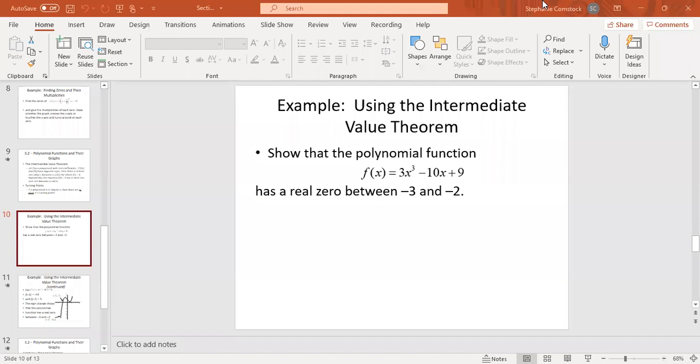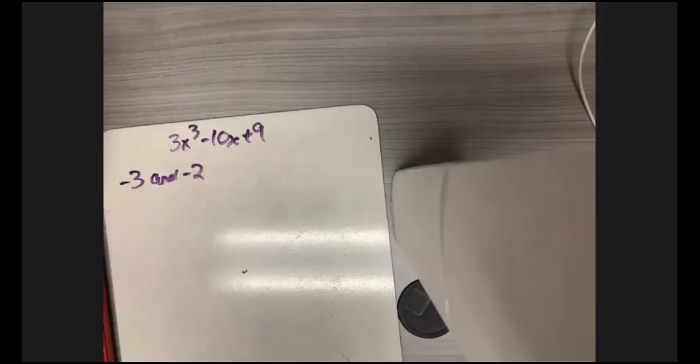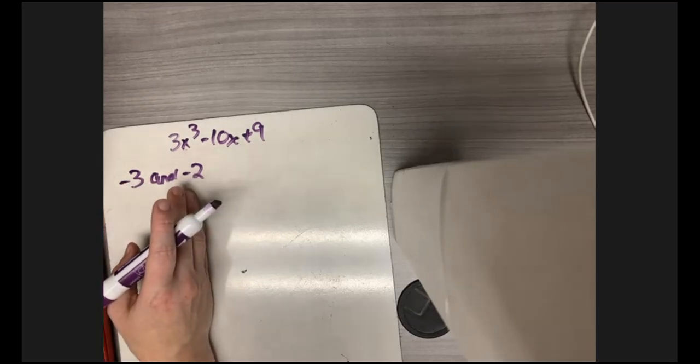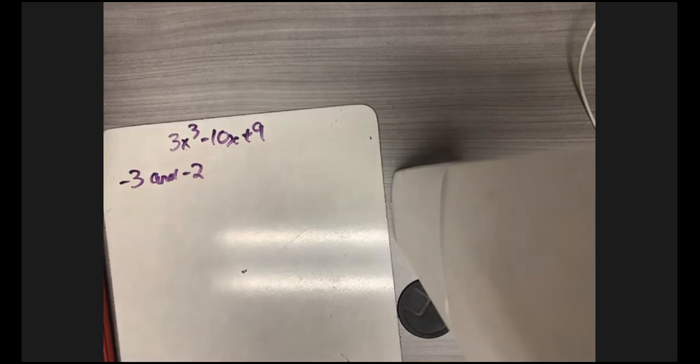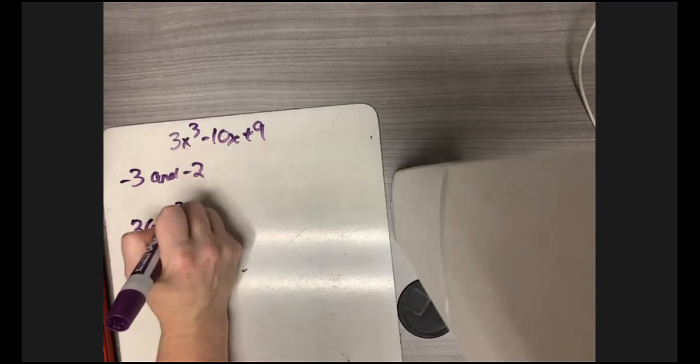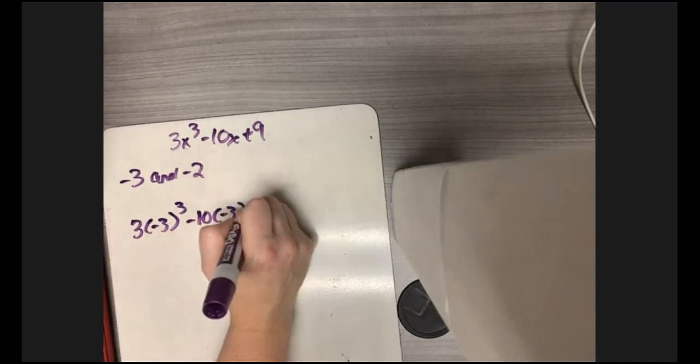So it says, show that the polynomial function f of x equals 3x cubed minus 10x plus 9 has a real 0 between -3 and -2. So what that means is we are just going to plug in. And the only thing we've got to show is that one of these two x values gives us a negative answer, and the other one gives us a positive answer. So we're going to start with -3. We're going to plug in -3 for x, and we're going to see what we get.